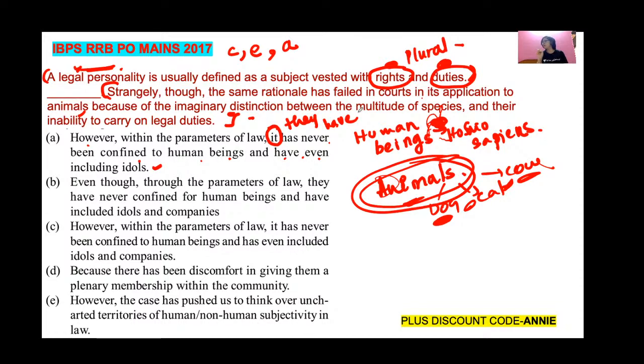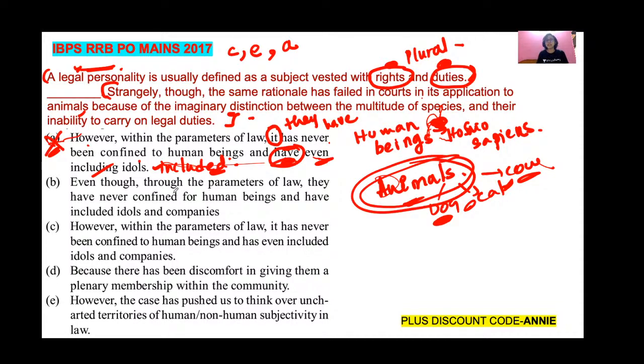This is one mistake in the first sentence, and the second mistake is after has, have or had, the third form of the verb should be used. Not "including", it should have been "included", and have even included idols. So there are two mistakes in the first sentence. Okay, so the first sentence cannot be right.